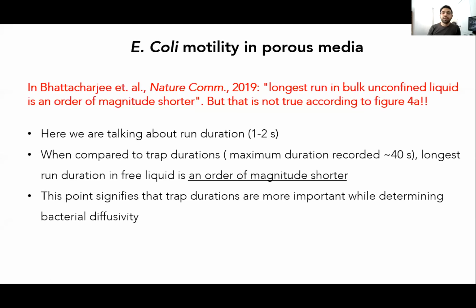But in liquid media, diffusivity is given by the run speed and the run length. So the run duration is more important in liquid media, because the tumbles are instantaneous, but here traps are not. Traps are the duration where they spend most of the time.